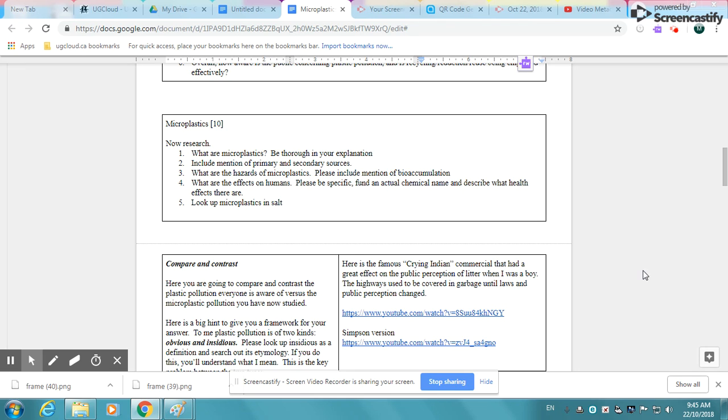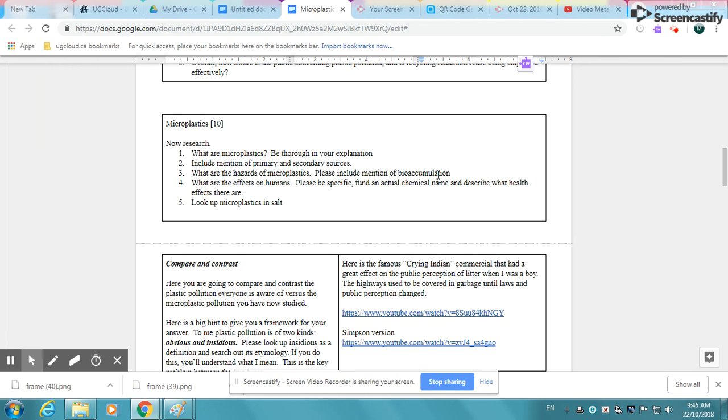So what you're going to switch to is looking at microplastics. Please be thorough in your explanation. You should be able to include at least 3 pictures for each. They will mention primary and secondary sources. I want you to discuss the hazards of microplastics and definitely include the term bioaccumulation from ecology.